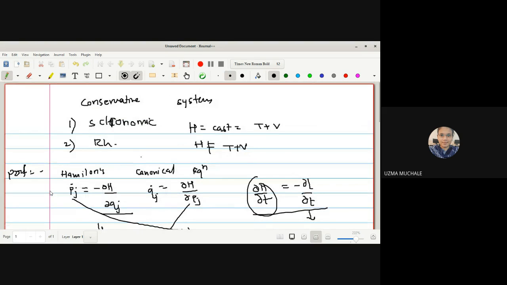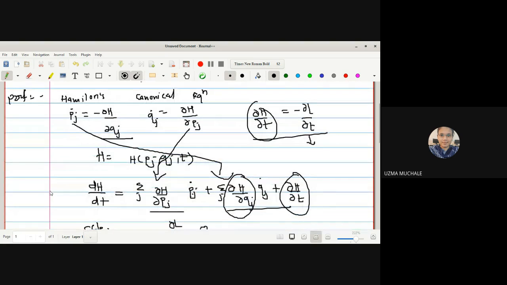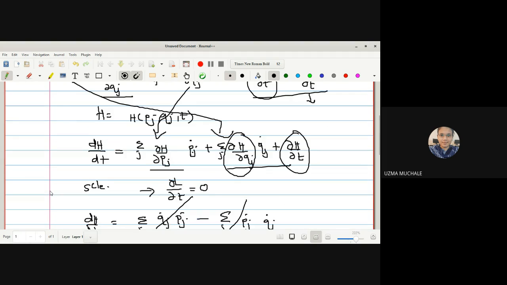What do you have to do? First you have to write down the Hamilton's canonical equations of motion, then write what a Hamiltonian is defined as. Now if you want to find out whether h is a constant of motion, you have to first find out dh by dt. If dh by dt equals 0, it means that h is a constant of motion.